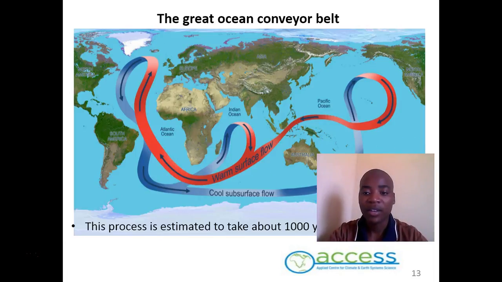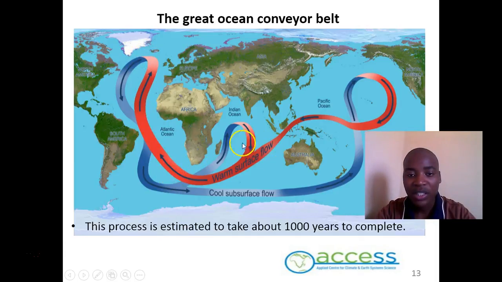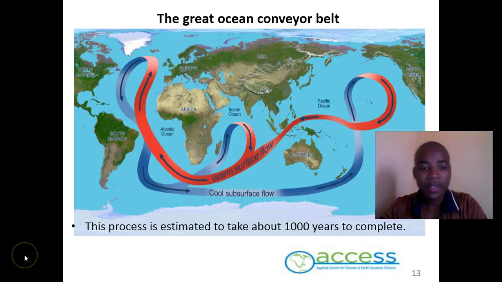Here is the Great Conveyor Belt. You can see the warm surface water moving from the equator to the pole, then from the pole it goes down, cool, and then goes back to the warm oceans, like a conveyor belt. In the Indian Ocean, the warm currents flow back. This process is estimated to take about 1,000 years to complete.